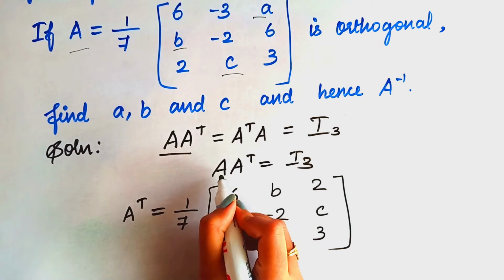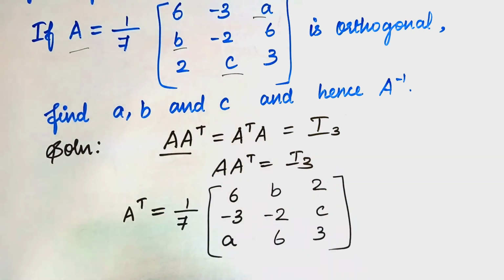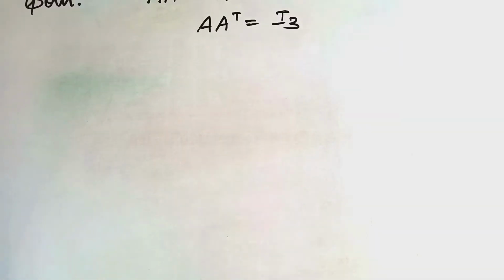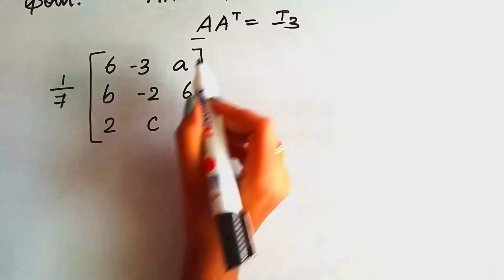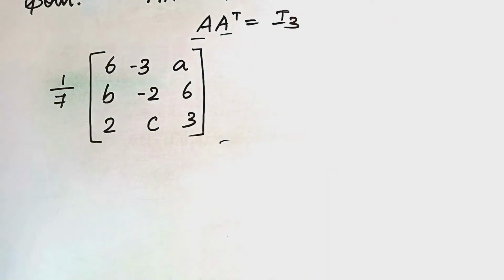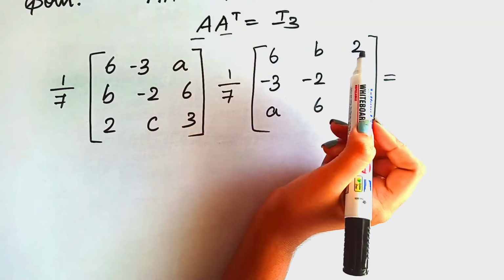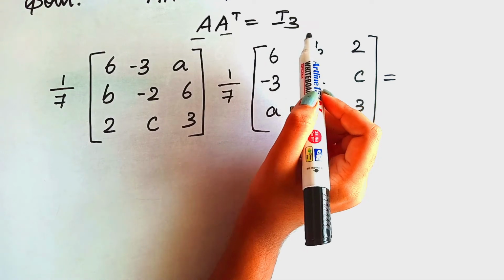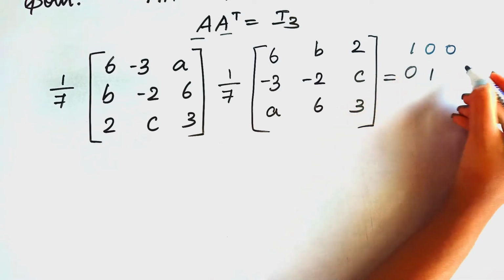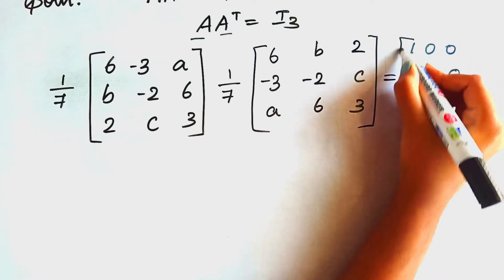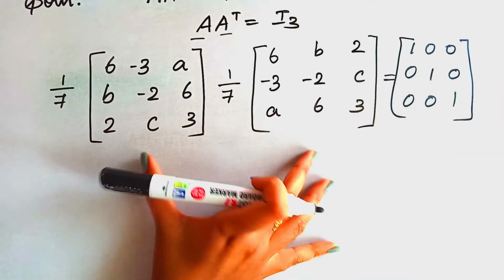Now what do you have to do, let's multiply A into A transpose equal to I3. So we are going to substitute this in this equation. So let's substitute. First you have to write the value of A here, and then substitute the value of A transpose here, and finally equal to, let's substitute the value of I3, which is the identity element. We have to write the identity element in the form of a 3 cross 3 matrix. So let's write 1 0 0, 0 1 0 and 0 0 1. So this is the identity matrix of 3 cross 3. Okay, so now let's multiply these two.